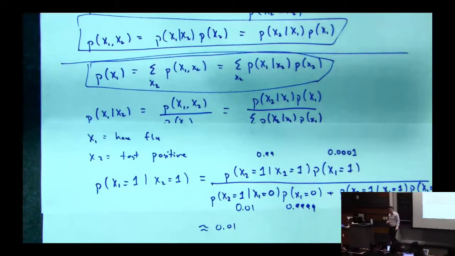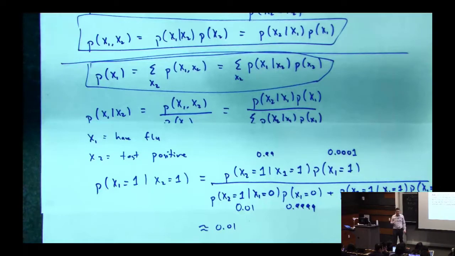The take-home message is that even if you test positive, there's a very low chance of actually having the flu, because the prior probability of having it is much smaller than the false positive or false negative rate of the flu test. So if I test positive, chances are I'm a false positive, not that I actually have the flu. This is a very common thing when the occurrence of some disease is lower than the false positive or false negative rate of the test.